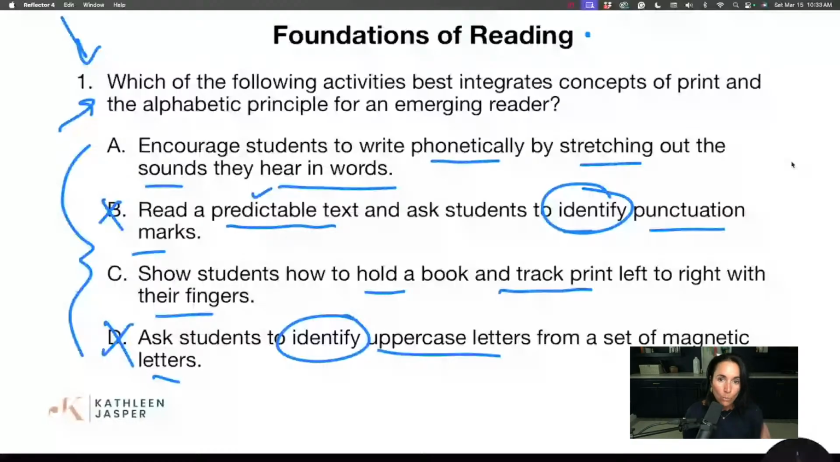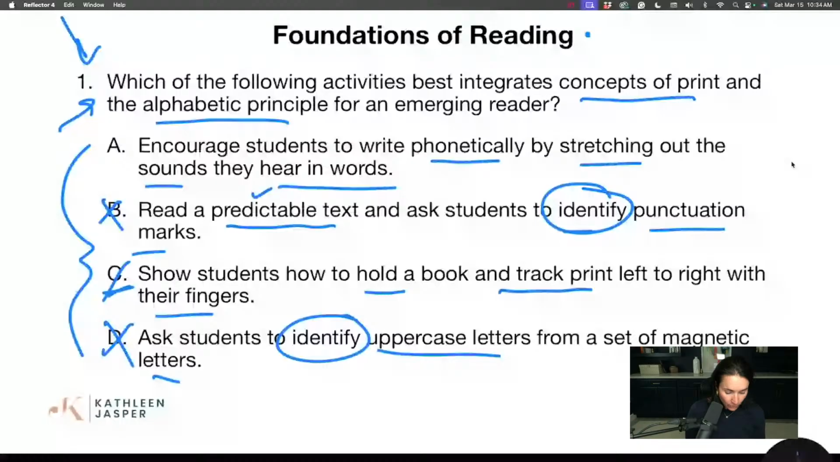Let's read the question. Which of the following activities best integrates concepts of print and the alphabetic principle for emerging readers? Well, C is concepts of print, but not the alphabetic principle. Concepts of print is about how we read left to right, up and down, stuff like that, cover to cover.